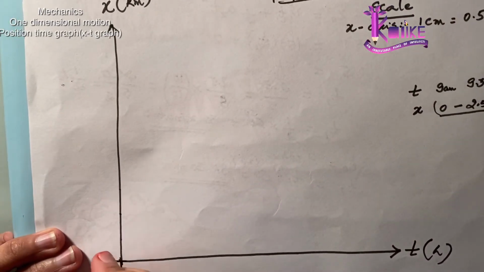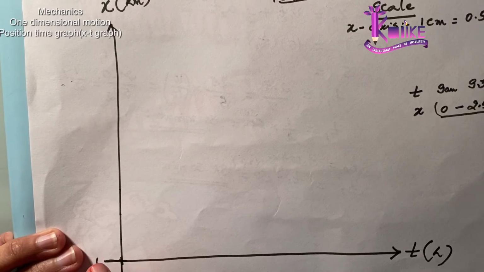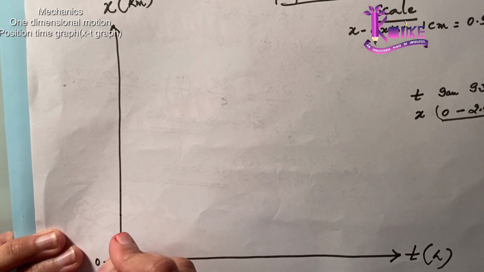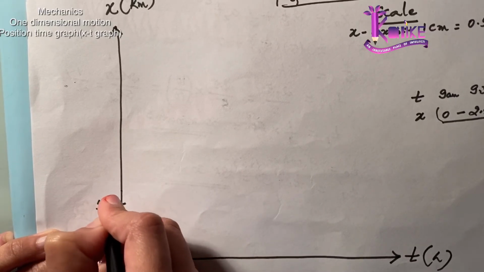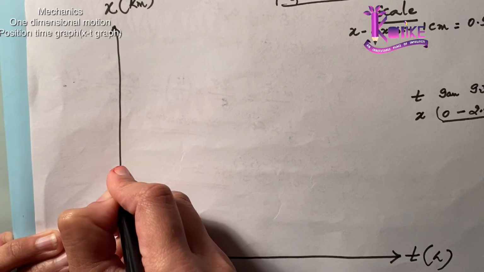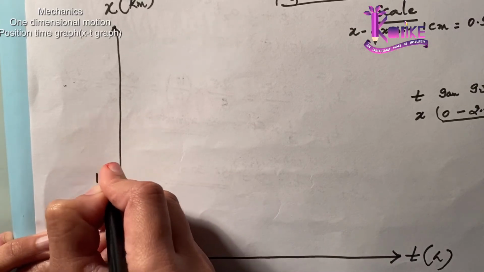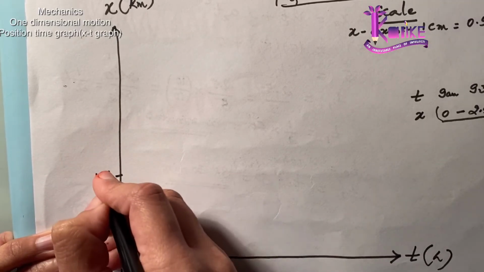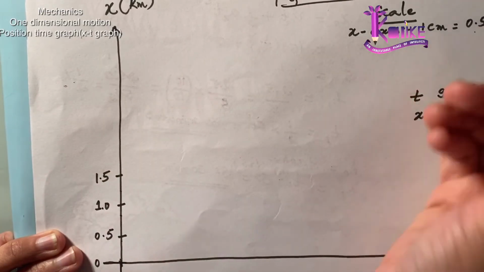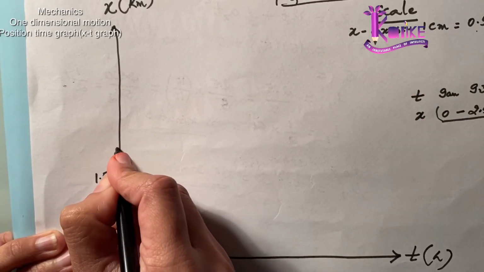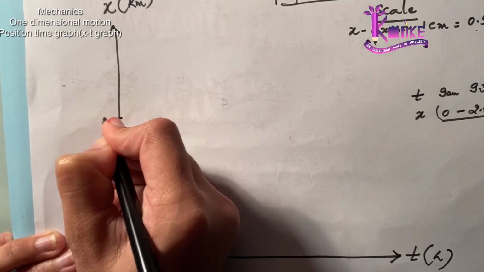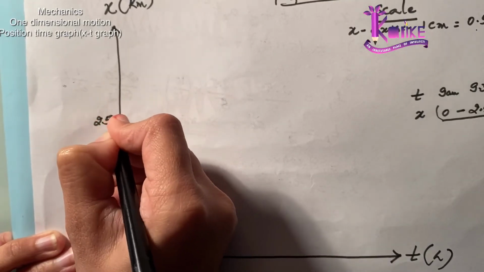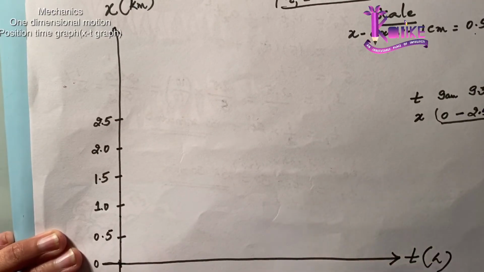So, I have taken the value of x as 0. This will be 0.5 kilometers, this is 1.0 kilometers, then this will be 1.5. So, you go on adding 0.5, because each centimeter is 0.5 kilometer. So, this becomes 2.0 kilometers and then this becomes 2.5 kilometers, which is exactly what I need, right.